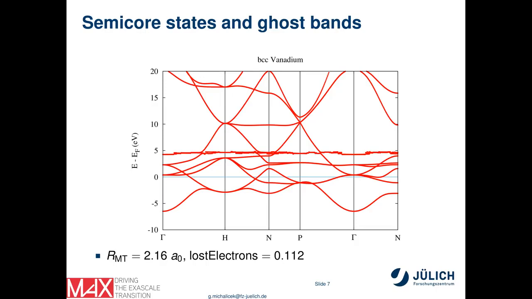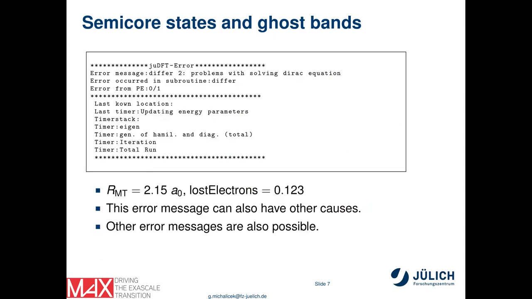I calculate here BCC vanadium, and BCC vanadium has a 3p semicore state. And in this example, I decided to treat this 3p semicore state as a core electron state. But what we see here is some kind of representation of this 3p state that comes out of our LAPW basis representation. So let us reduce the muffin tin sphere even more, and then we end up with an error.